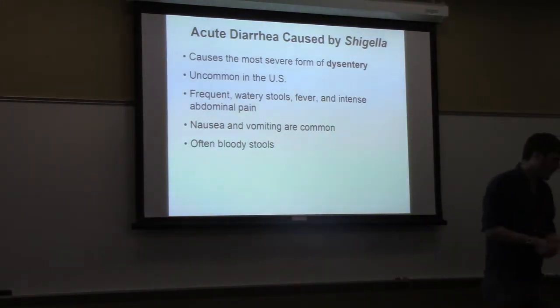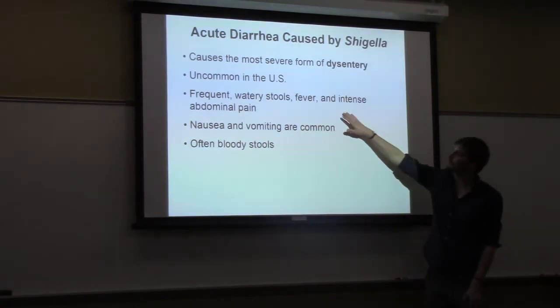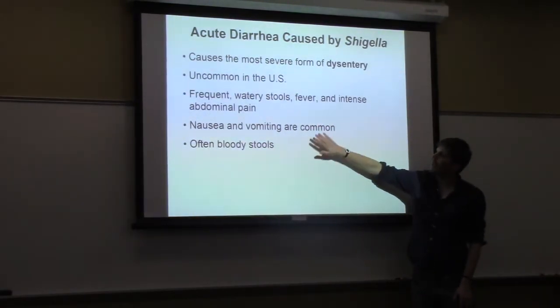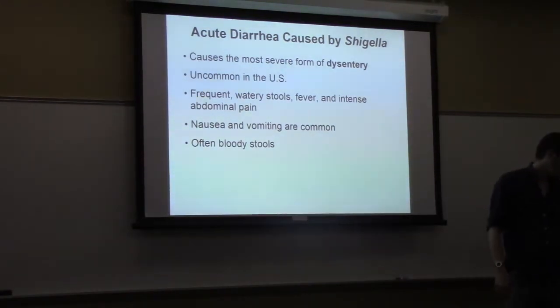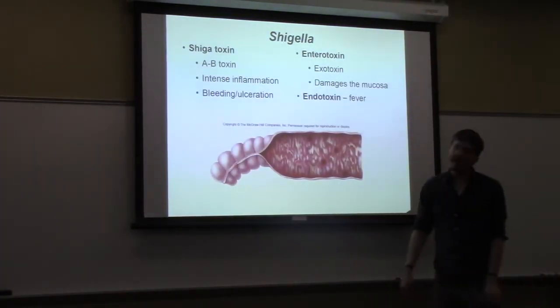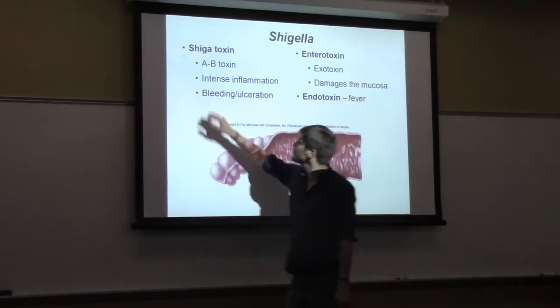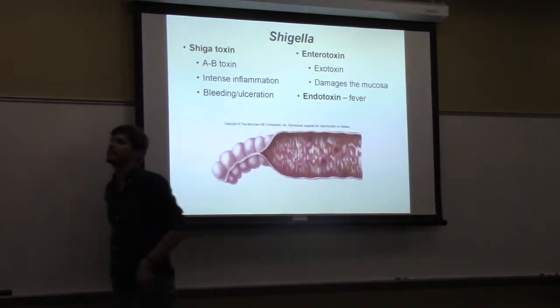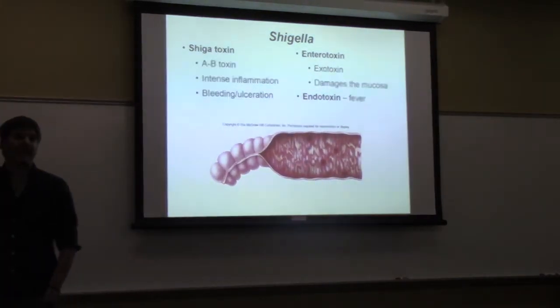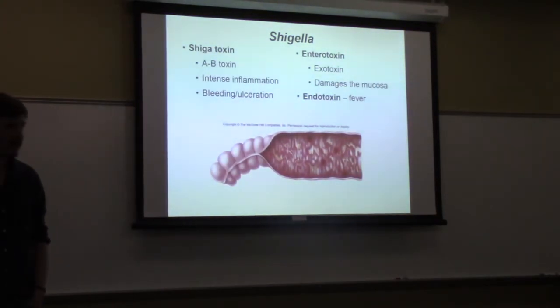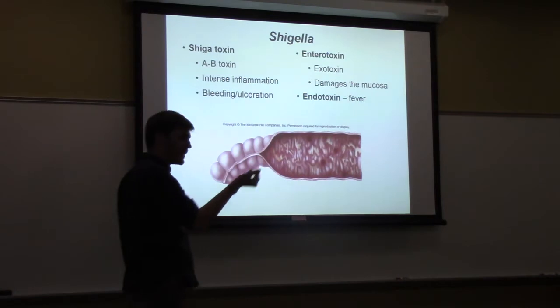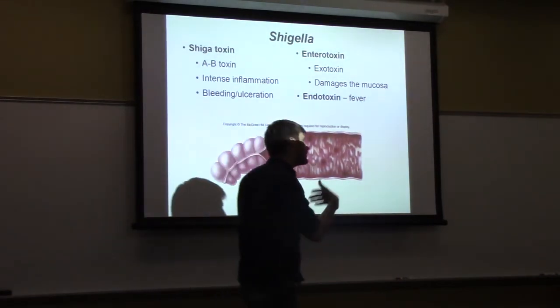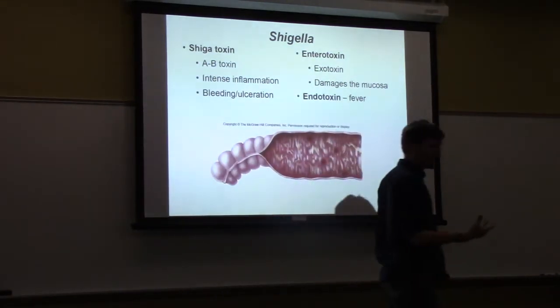So this causes frequent watery stools with fever, abdominal pain, and blood, okay? And occasional vomiting. So how exactly does this blood occur? Well, it's because the organism produces something called the Shiga toxin. This is an AB toxin. So remember, AB toxins have two subunits. The B subunit allows it to bind to the cell and then enter the cell. The A subunit is what actually kills the cell.